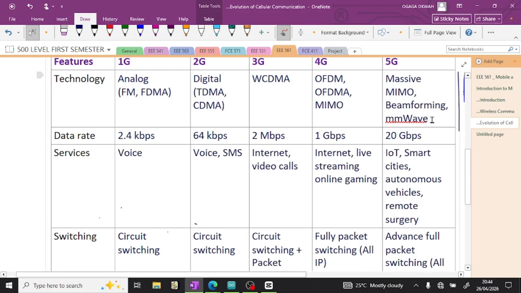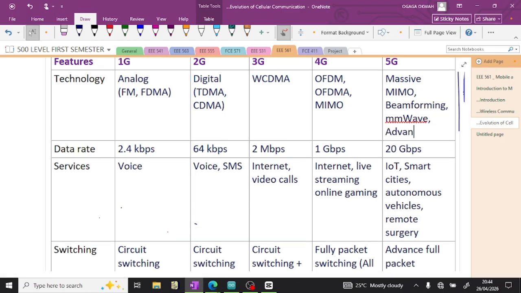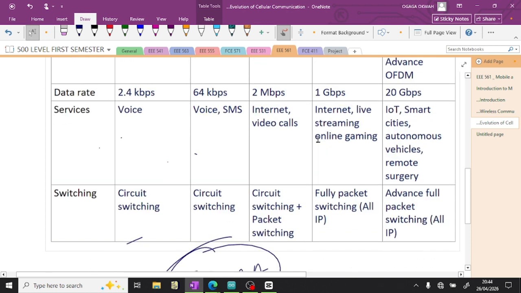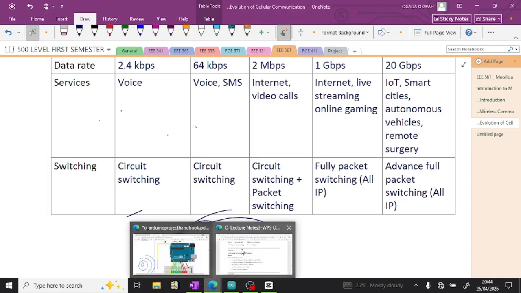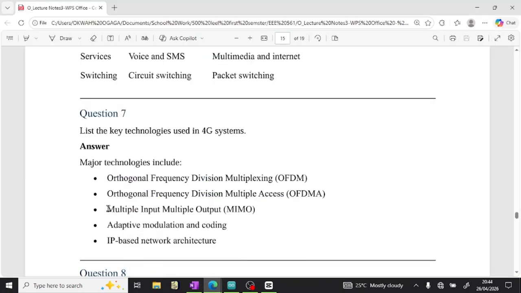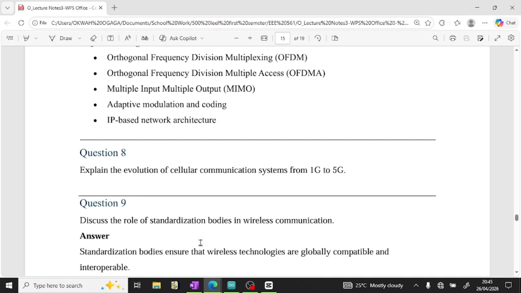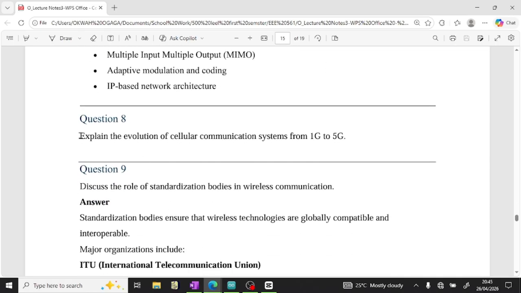Then here, I think I added this in before, but I removed it. Add advanced OFDM. Okay, advanced. All right. So we can see then MIMO. We talked about this one also. Massive input, massive output. Then adaptive modulation and coding, and then internet protocol based network architecture. Then this number 8 is what we have done already.